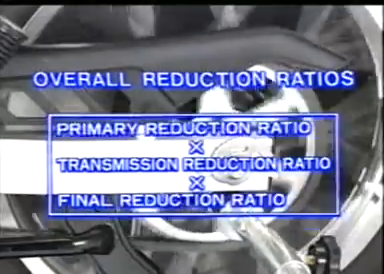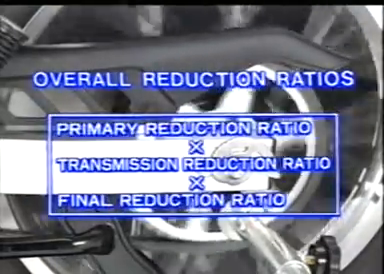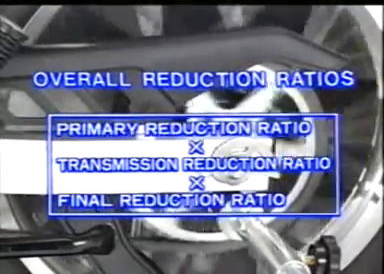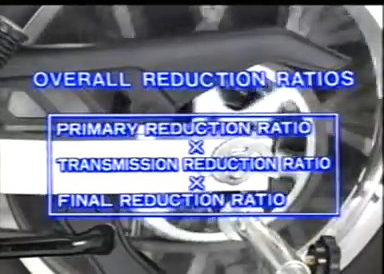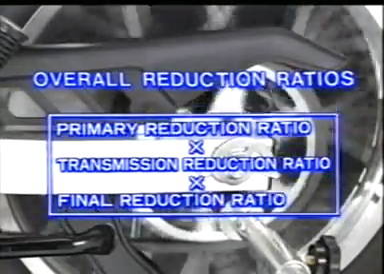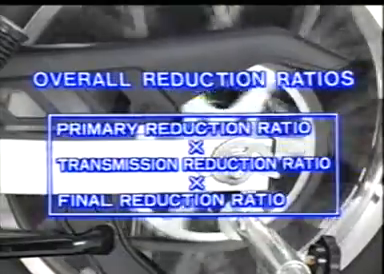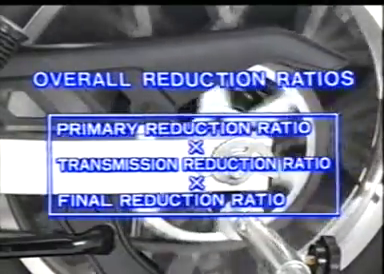The reduction system from the starting point until the drive power reaches the wheels is called the overall reduction ratio. It is expressed by multiplying the primary reduction ratio by the transmission and final reduction ratio.